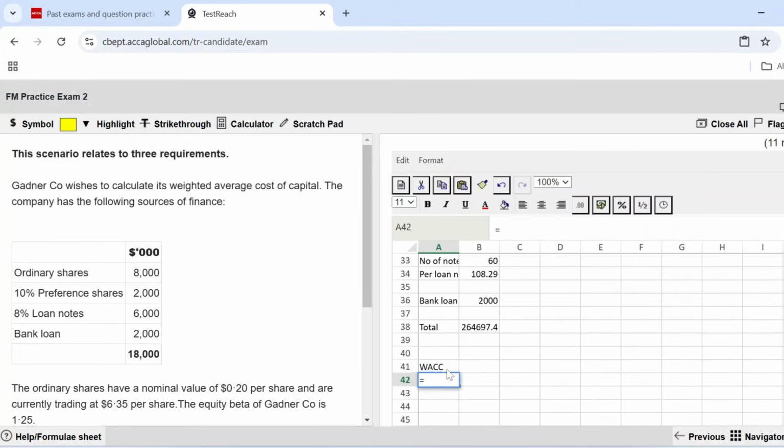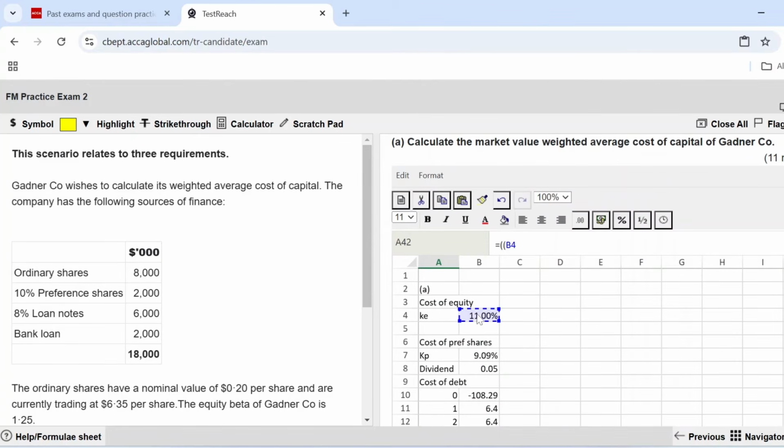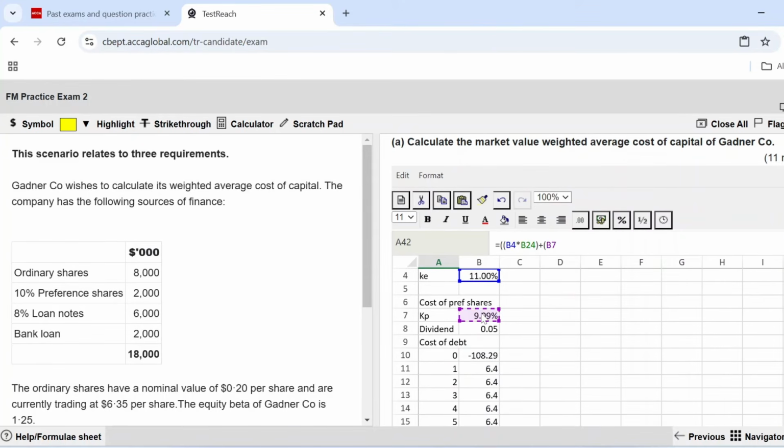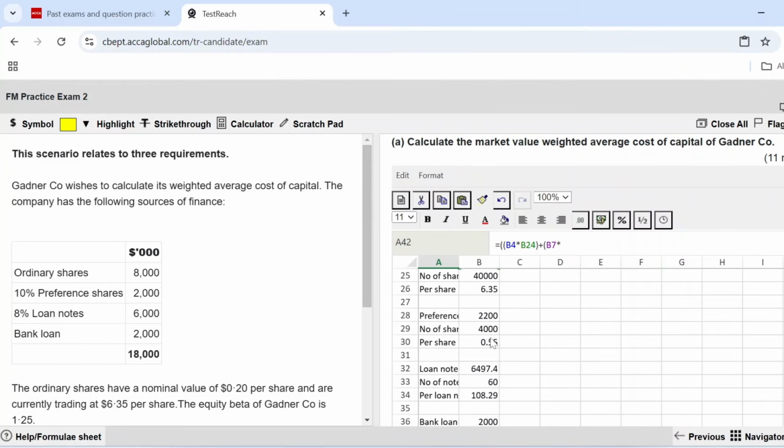WACC can be calculated using, firstly you're going to put in the formula starting with double brackets because we have a lot of figures to cater to. Firstly, 11% is the cost of your equity. This needs to be multiplied by the value of your equity. So this is my equity value. Then you need to add to this the percentage of cost of capital of the preference shares multiplied by the value of the preference shares.